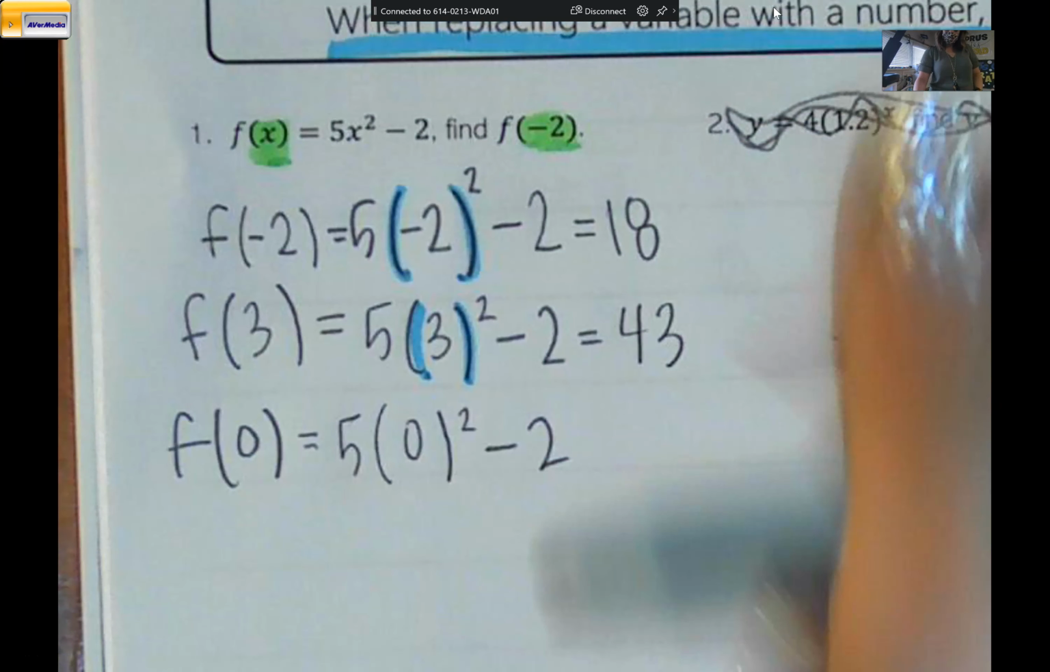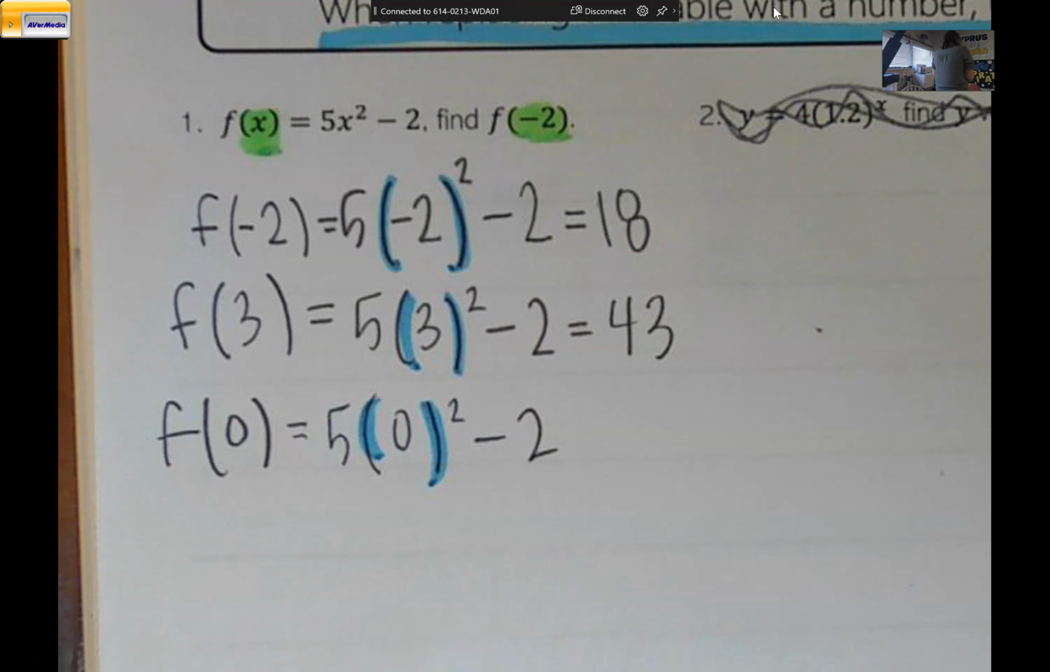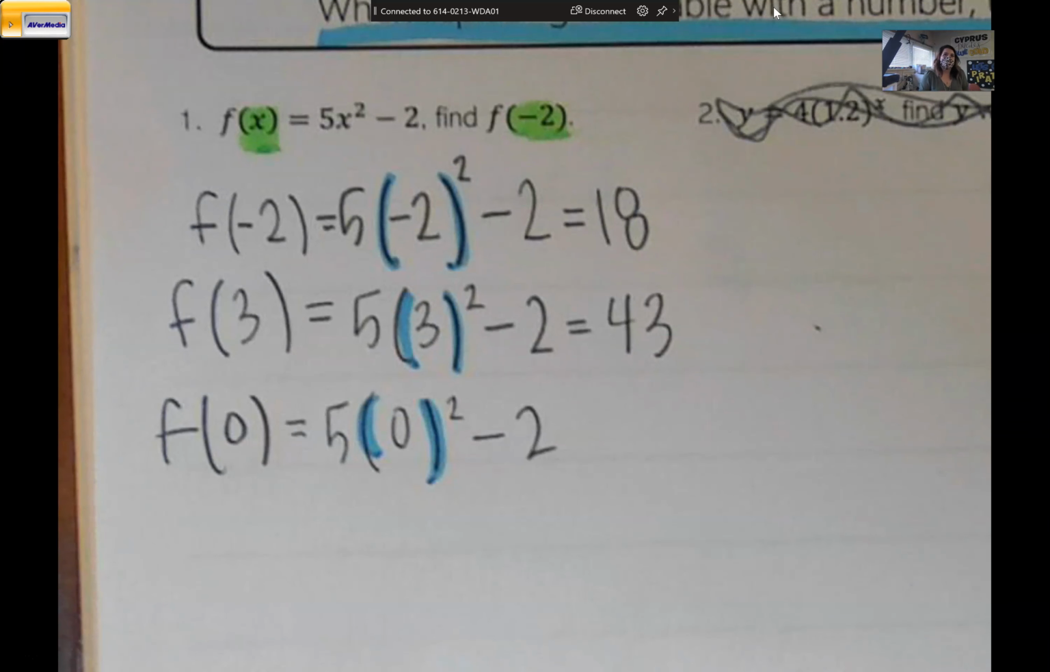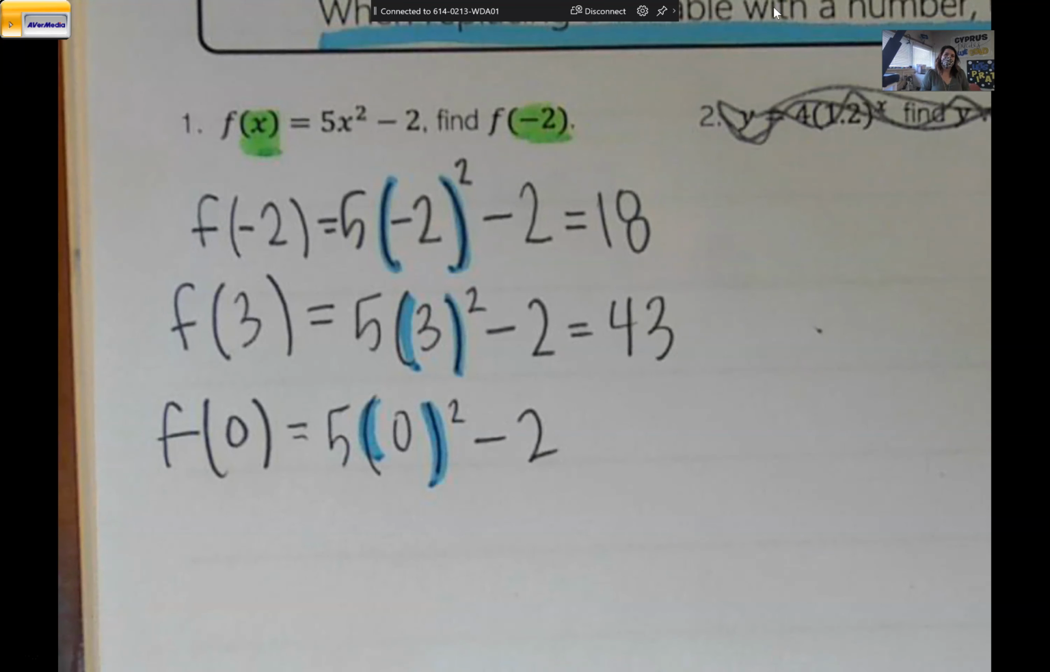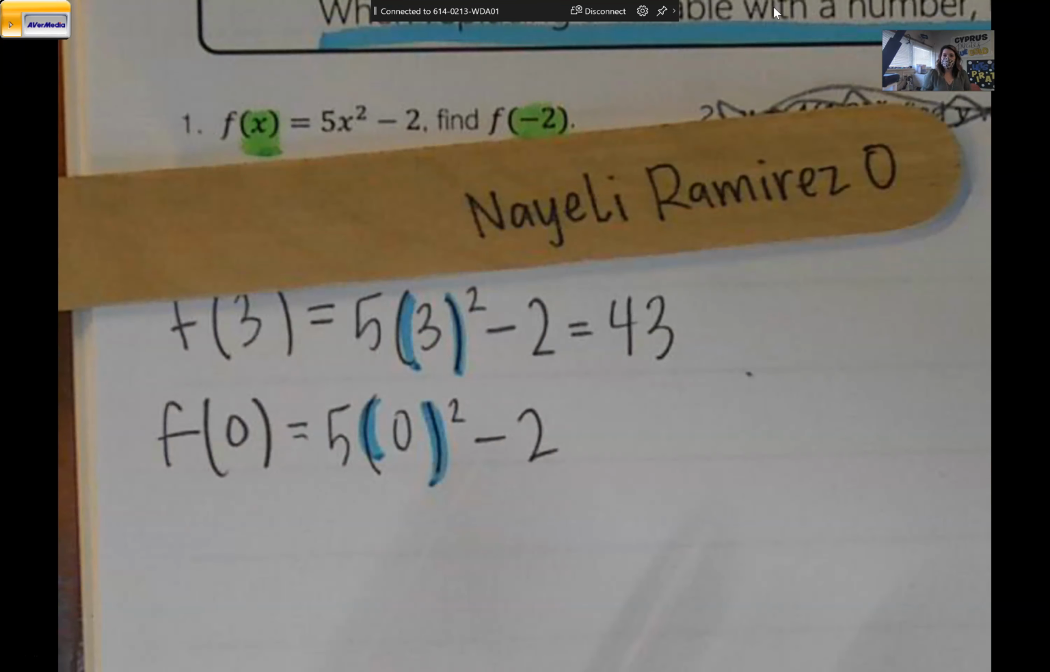And everybody's name is a possibility. Got about 15. 10. 5. Okay, this one goes to Nayeli. -2, very good.